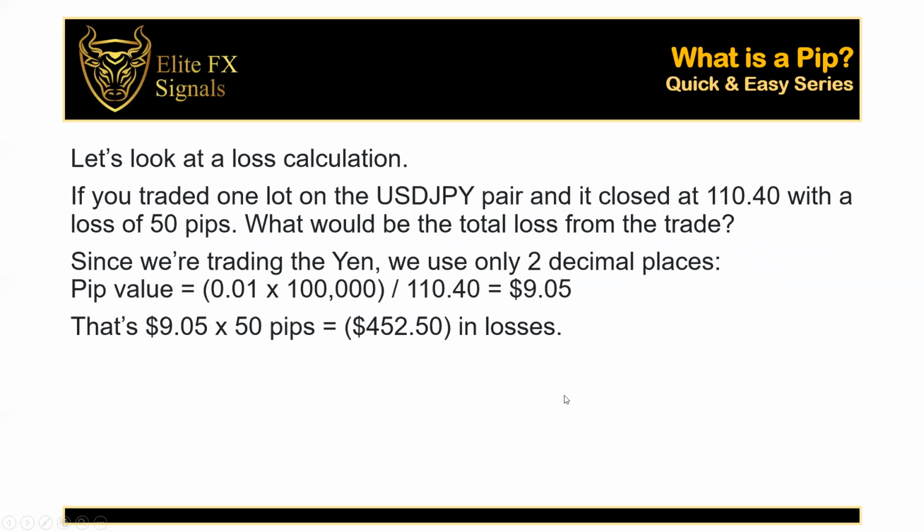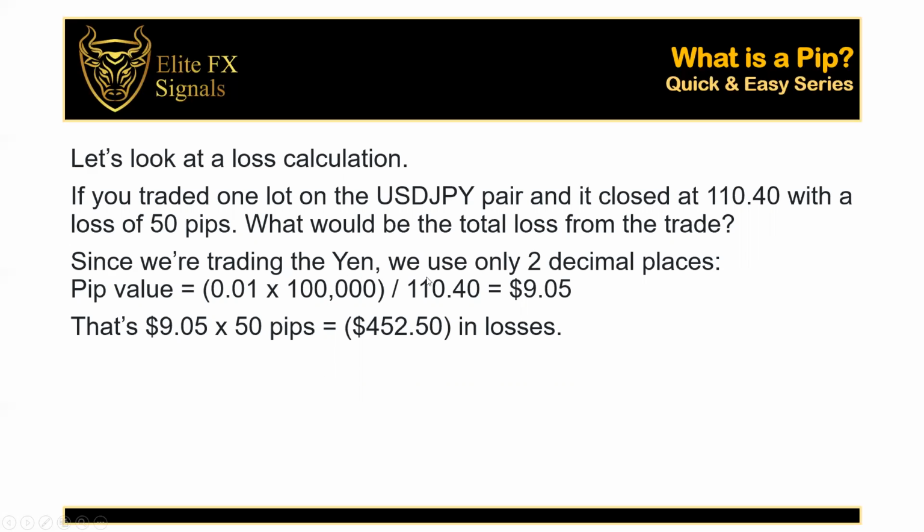Let's also have a look at the loss calculation. It's the same thing. This time we are going to use a yen pair. So let's suppose that we have one standard lot, 100,000 units of the USD JPY, the dollar yen pair, and it closed at 110.4. And we lost 50 pips. So how much money did we lose?